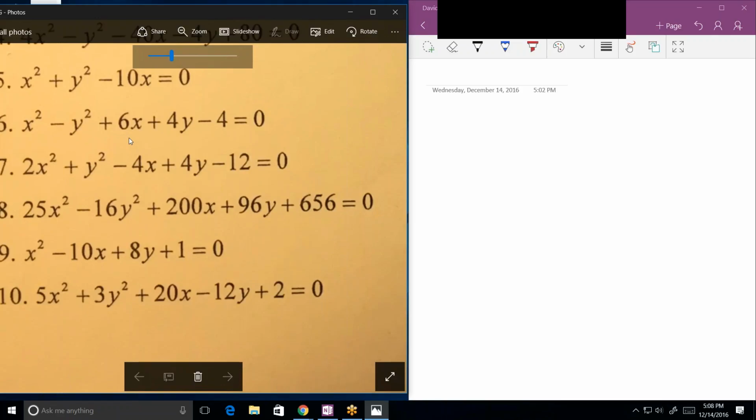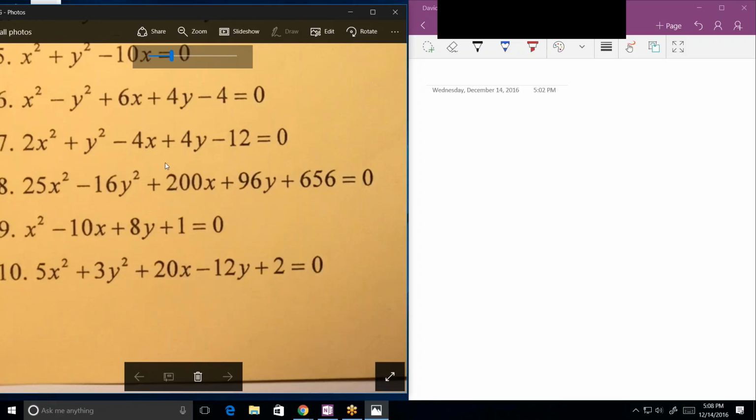Number 7. And what kind of hyperbola? Horizontal or vertical? Is it going to be vertical? Horizontal. If it's x squared minus y squared, it's horizontal. If it's the reverse, y squared minus x squared, it's vertical. Okay. Number 7 is going to be an ellipse. Good. Number 8. That's going to be a hyperbola, and it's horizontal.